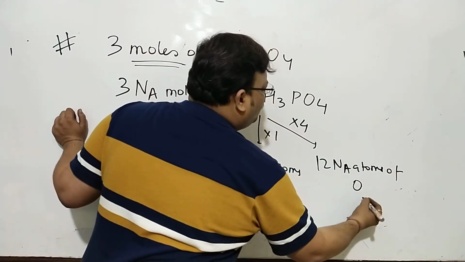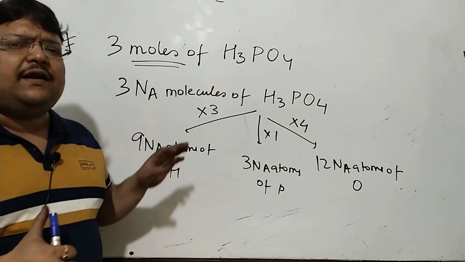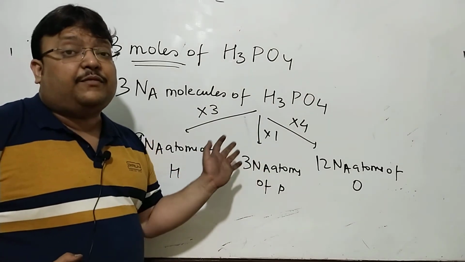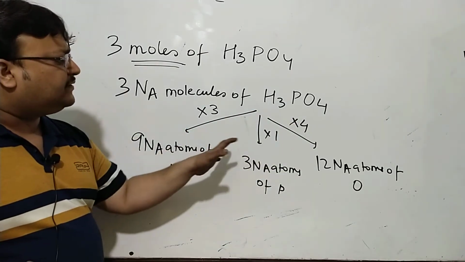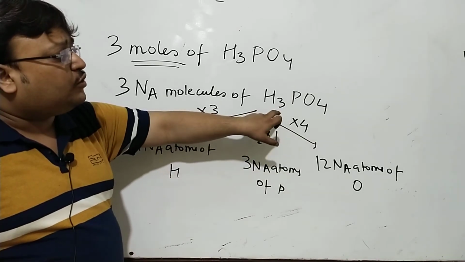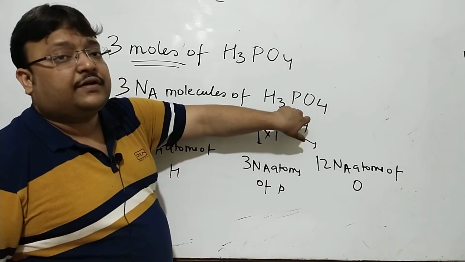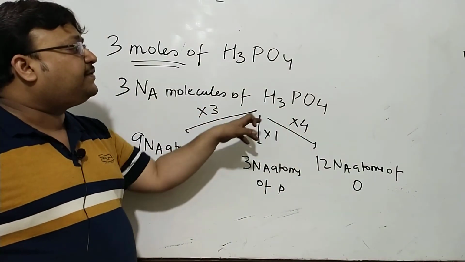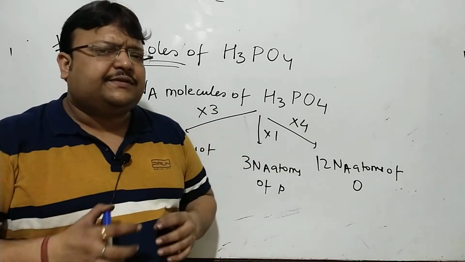So what I have tried to do in this class is, always obtain the number of moles in the beginning, and with the number of moles and then the number of molecules, individual atoms can be calculated as simply as I have done here. Yet again, 10 molecules of phosphoric acid will mean 30 atoms of hydrogen, 10 atoms of phosphorus, and 40 atoms of oxygen. So the number of molecules into 3 is for hydrogen atoms, into 1 is for phosphorus atoms, into 4 is for oxygen atoms.